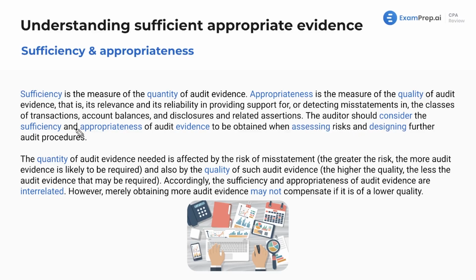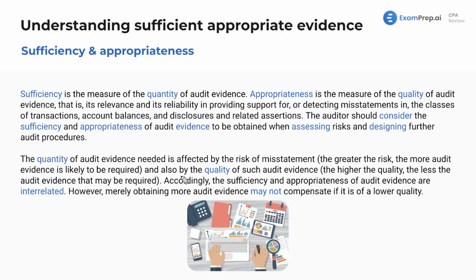The auditor should consider the sufficiency and appropriateness of audit evidence to be obtained when assessing risks and designing further audit procedures. Super important, something to assess in planning and constantly think about throughout the entire audit process. The quantity of audit evidence needed, going back to sufficiency here, is affected by the risk of misstatement. The greater the risk, the more evidence is needed, and this ties into sampling and testing. The greater the risk, the more sampling you need. The greater the risk, the more testing you need. The greater the risk, the more evidence you need.